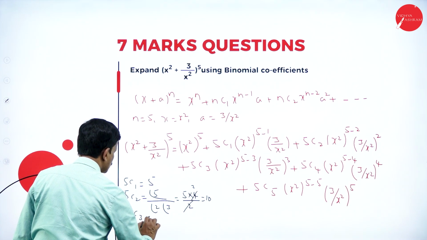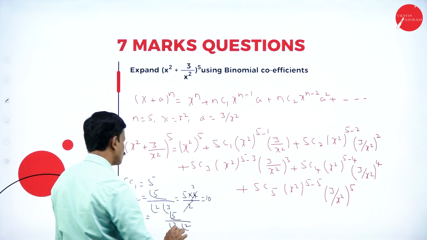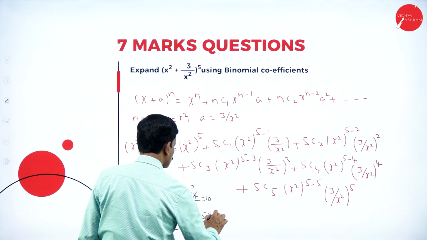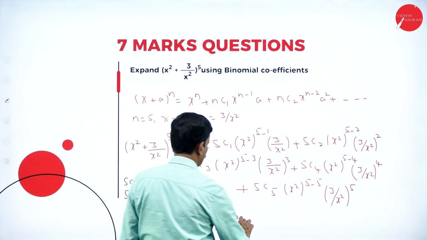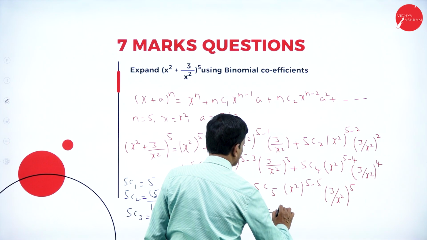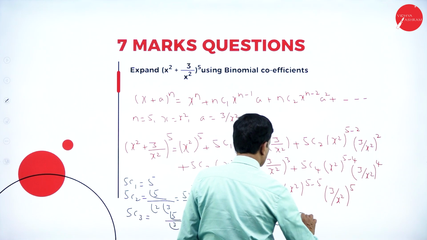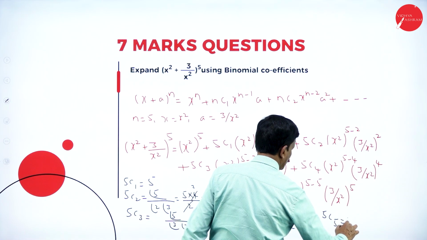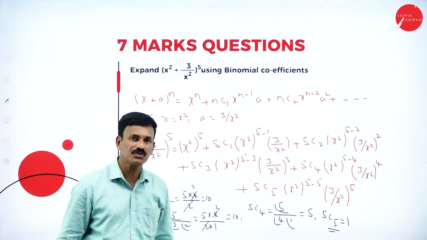Similarly find out 5C3. What is 5C3? 5C3 is nothing but 5 factorial divided by 3 factorial into 5 minus 3 is 2 factorial. This is 5 into 4 divided by again 2 into 1. 2 2's get cancelled, that's also equal to 10. 5C3. Find out the value of 5C4. What is 5C4? 5 factorial divided by 4 factorial into 1 factorial. This is equal to 5. And 5C5 is always equal to 1. That's it. So this is how we are going to find 5C1, 5C2, 5C3, 5C4 and 5C5.